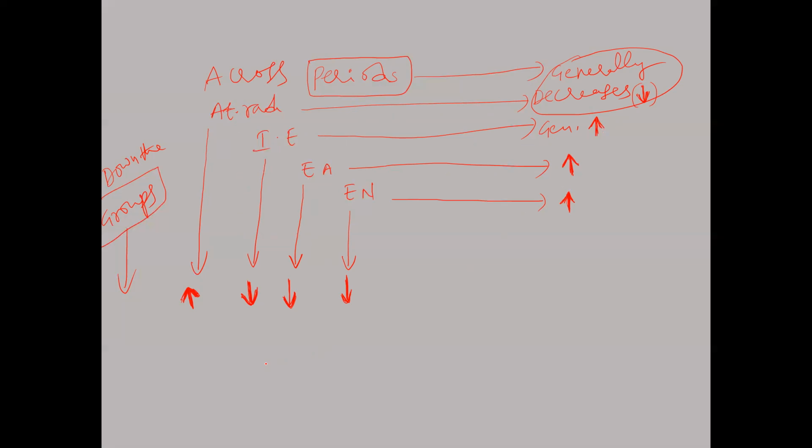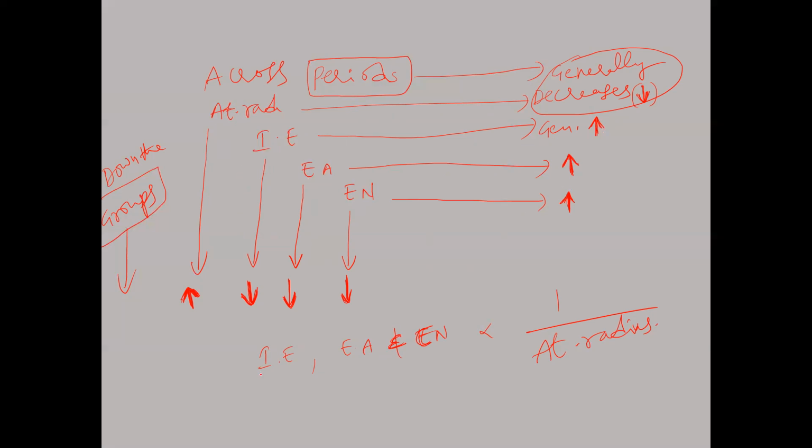So what we have to understand now: ionization energy, electron affinity, and electronegativity. These properties are all inversely proportional to what? Atomic radius, generally. Okay, this point mainly keep in mind.